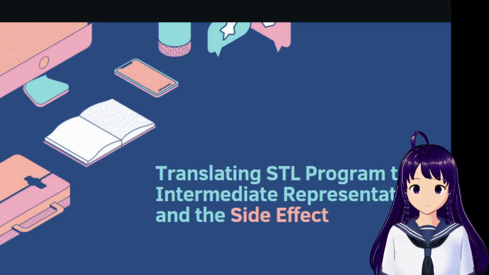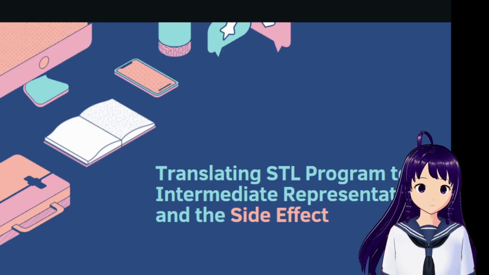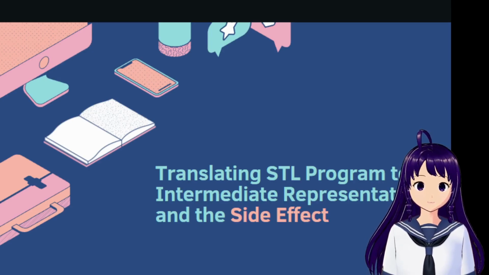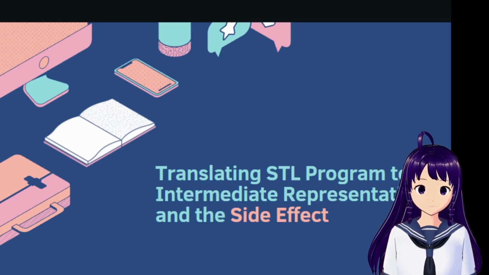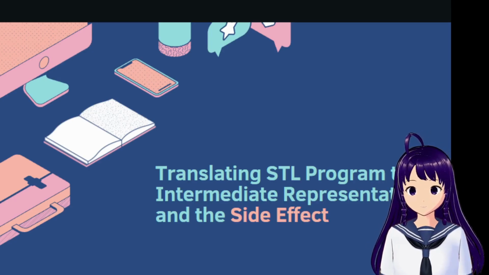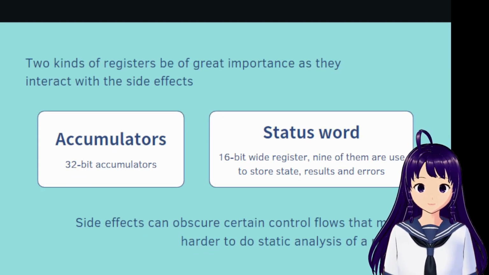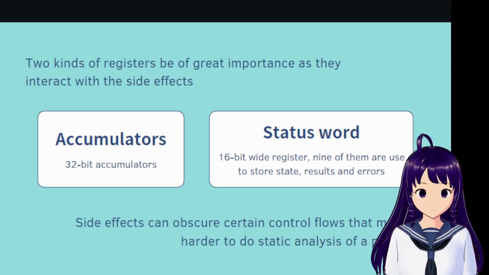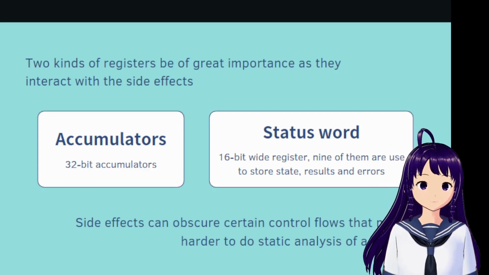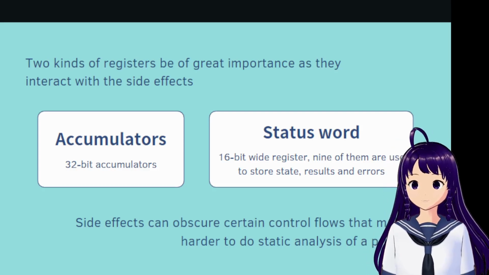Now, let's talk about the side effects. We focus on these two registers that mainly interact with the side effects, accumulators and status word. To fix the side effects, we have 5 ways to deal with the instructions, including bit logic, arithmetic, load and transfer, compare, and jump instructions.